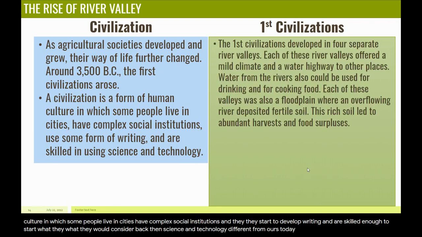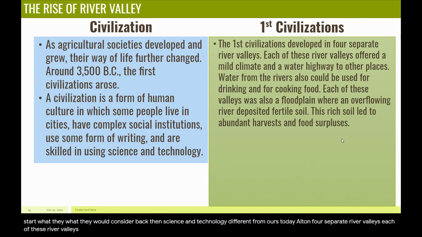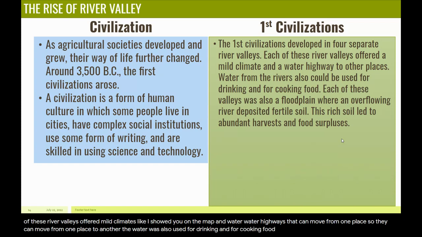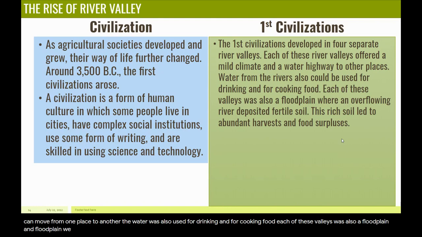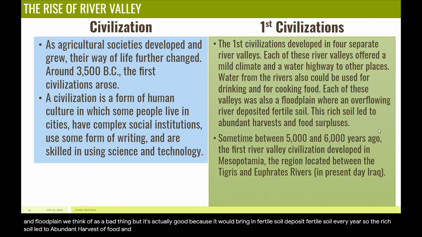So the first civilizations developed in four separate river valleys. Each of these river valleys offered mild climates, like I showed you on the map, and water highways so people could move from one place to another. The water was also used for drinking and for cooking food. Each of these valleys was also a floodplain, and a floodplain we think of as a bad thing, but it's actually good because it would deposit fertile soil every year. So the rich soil led to abundant harvests of food and surpluses.